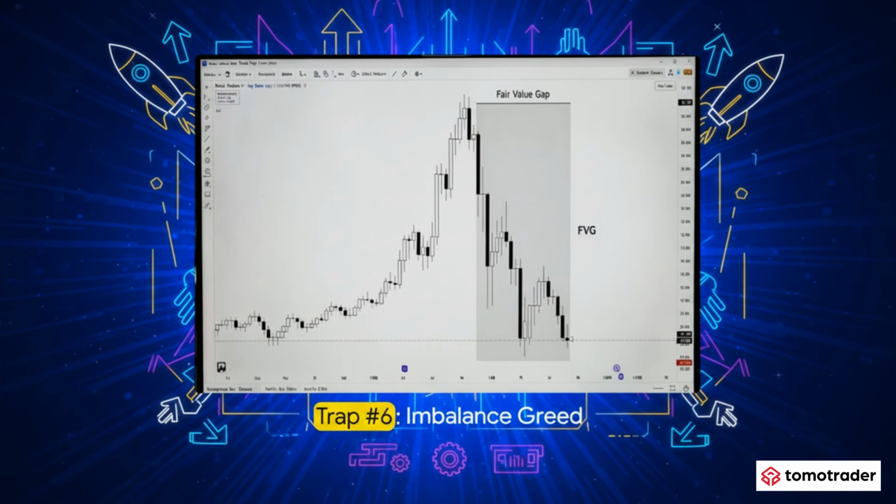And that leads us directly into trap number 6, imbalance greed. On the chart, this looks like a hyper-aggressive $20 to $40 impulsive move with zero pullback, just a massive gap left wide open. Retail traders see this rocket ship taking off, they completely panic that they're missing out, and they jump in at the absolute top. Meanwhile, the market maker is essentially saying, yeah, sorry, I have to go back down and fill that imbalance first.